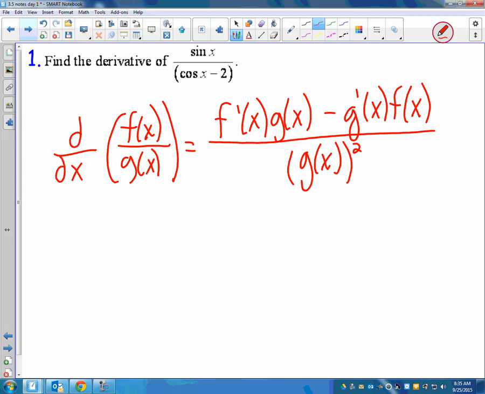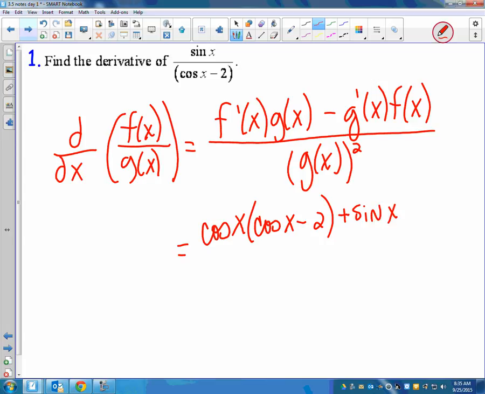So now we can throw trig in there, because now we know how to take the derivative of sine and cosine. What's the derivative of sine? Cosine. So we say cosine of x. Don't forget to put your x there. Cosine is nothing if it doesn't have x next to it. Times the bottom, which is cosine x minus 2. Minus, what would the derivative of cosine x minus 2 be? Just negative sine x. The derivative of cosine is negative sine, so can I change this to positive sine, since it's minus a negative sign?